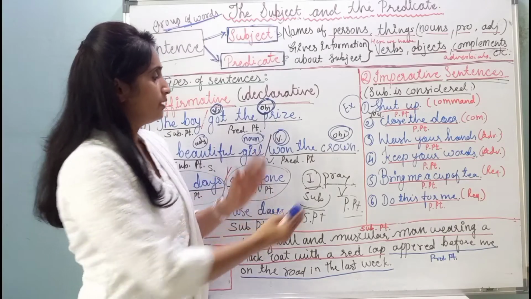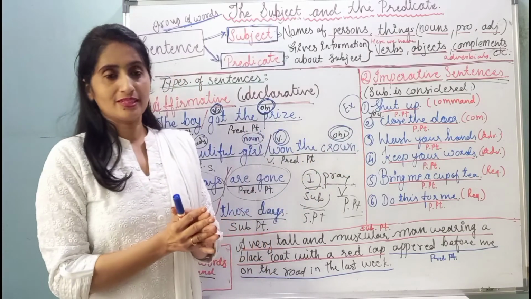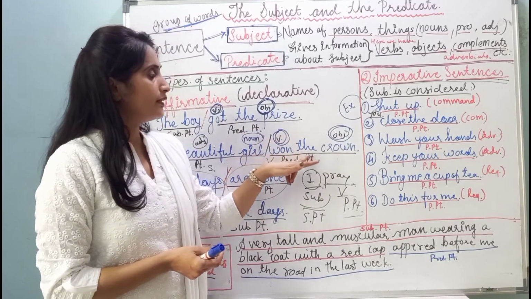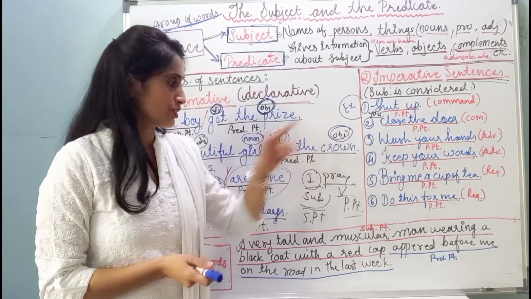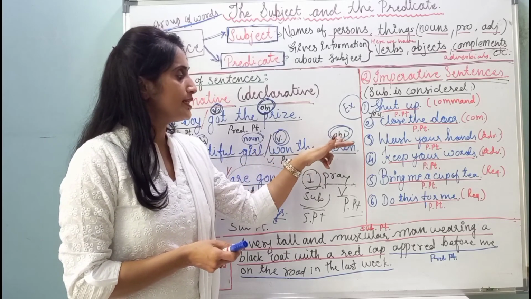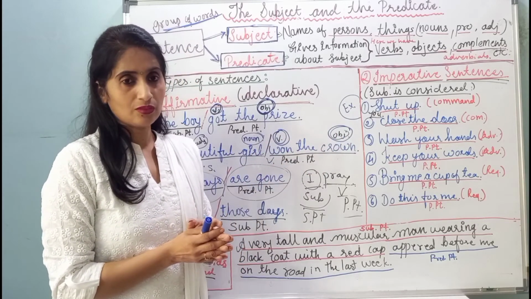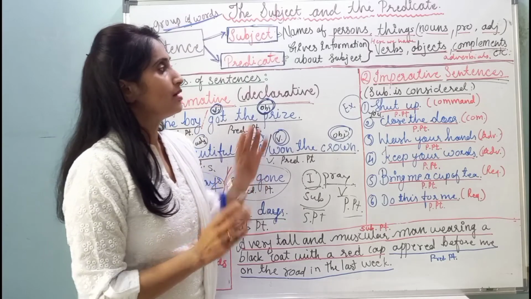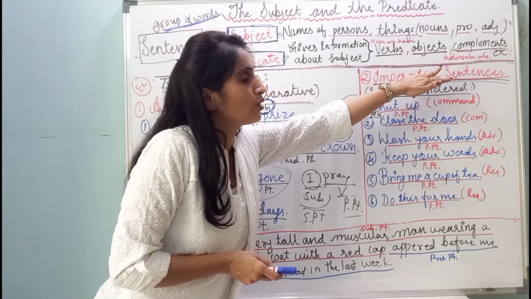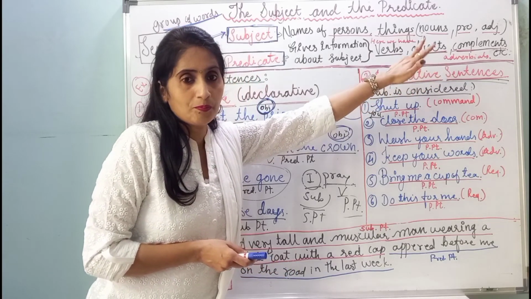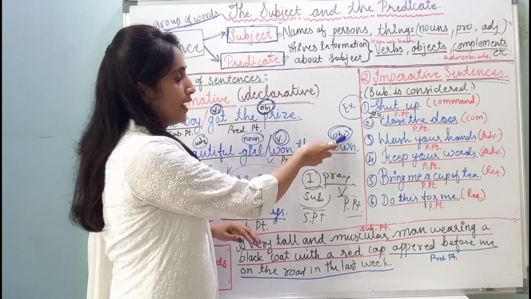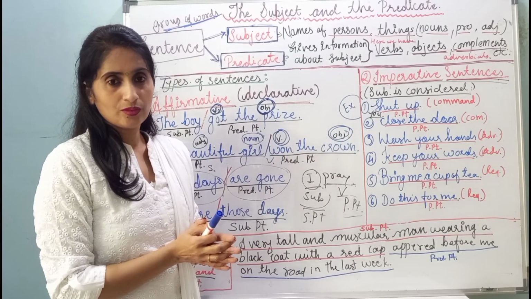Now let us study the remaining part of the sentence. Won the crown. Won is the verb, the crown is an object. Okay, won is the verb and the crown is an object here. In the predicate part, we have verbs, objects, complements or adverbials. Here we have a verb and an object.